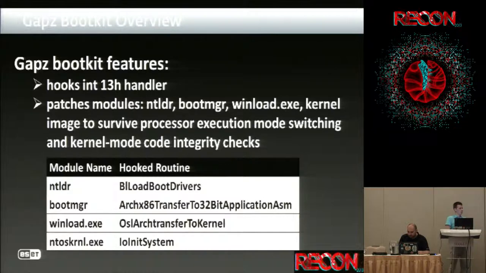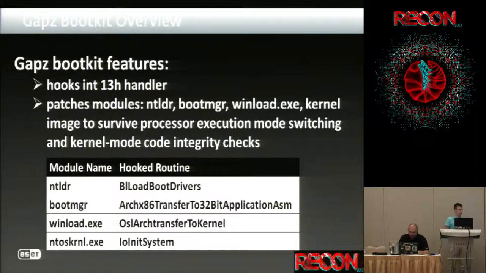The main purpose of the bootkit is to load a malicious unsigned kernel mode driver. To achieve this, it uses a rather standard approach. It starts with hooking the interrupt 13 handler, which is used to access the hard drive, to read or write the hard drive. Being able to hook this interrupt handler, the malware intercepts read requests from the hard drive and modifies the following modules: NTLDR, boot manager, winload, and kernel.